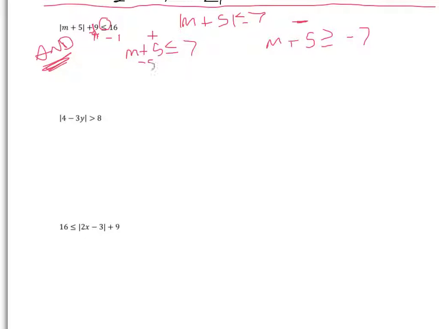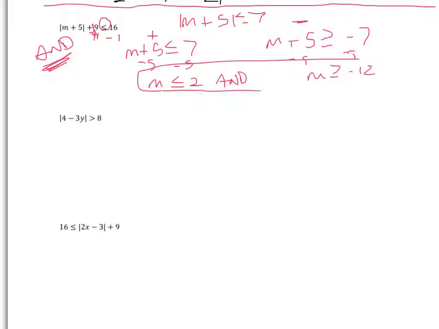So solving this, subtract 5, m is less than or equal to 2, and here subtract 5, m is greater than or equal to negative 12. So these are the two pieces we're looking at. Now when we graph this, m is less than or equal to 2, so solid dot at 2, less than or equal to, we're shading to the left. m is greater than or equal to negative 12, so we have negative 12.